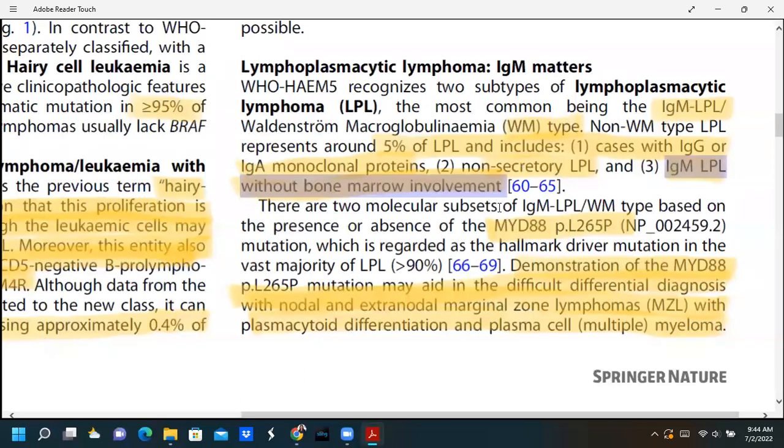And then the other one is Waldenstrom's type. And then two molecular subsets: one that has presence of MyD88, and the other which has absence of MyD88. Apparently, MyD88 will be present in more than 90% of the LPLs.